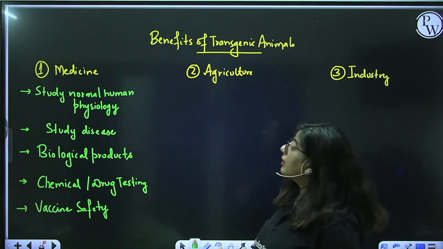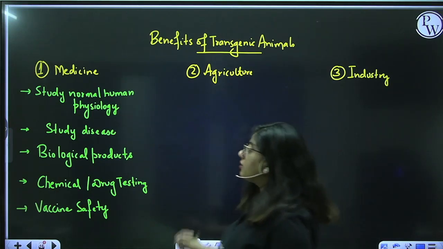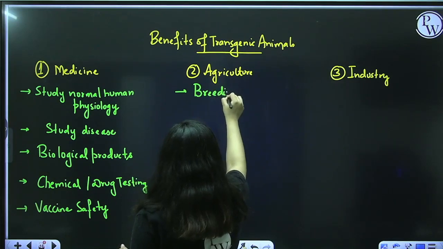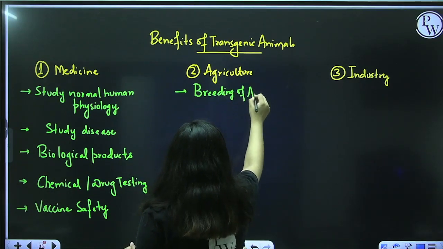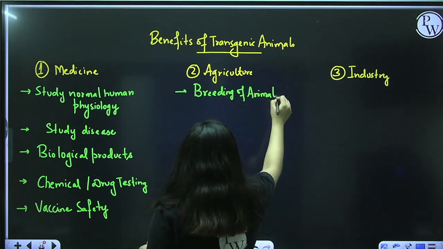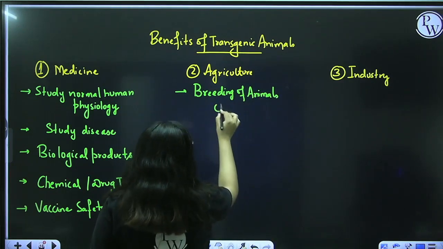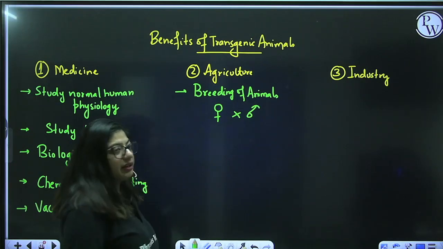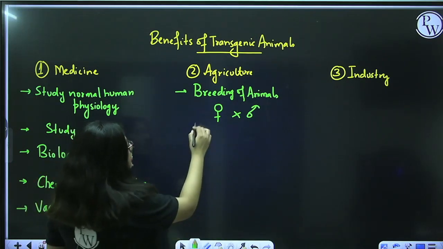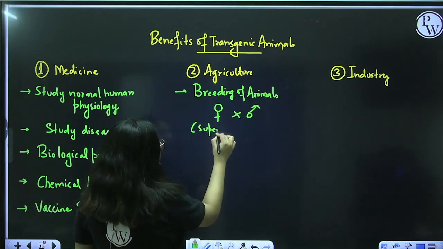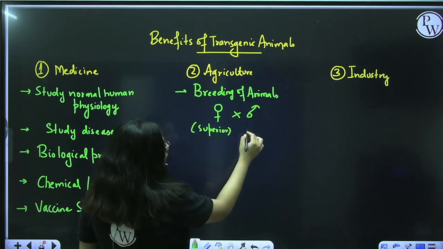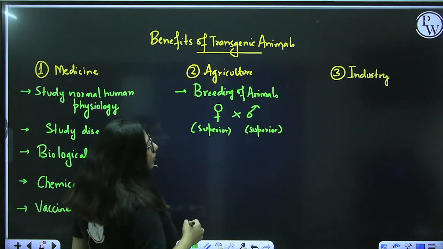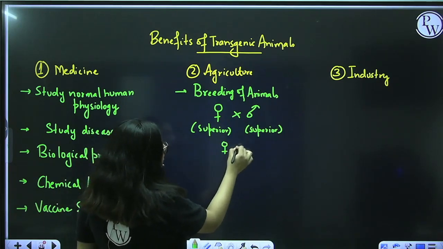Fine. Let's talk about agriculture. In agriculture, the first role is in breeding of animals. In the conventional breeding technique, what they used to do, they took a female cow and a male, like a bull, right? And this female had superior qualities like high milk production, and the male was also superior, like disease resistant. And they were allowed to cross and see how their babies are formed.